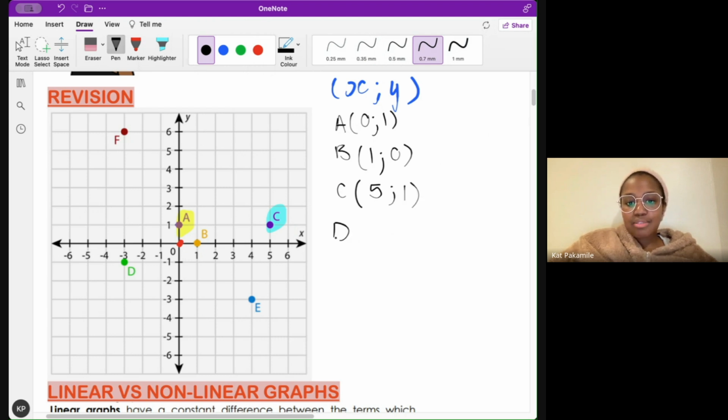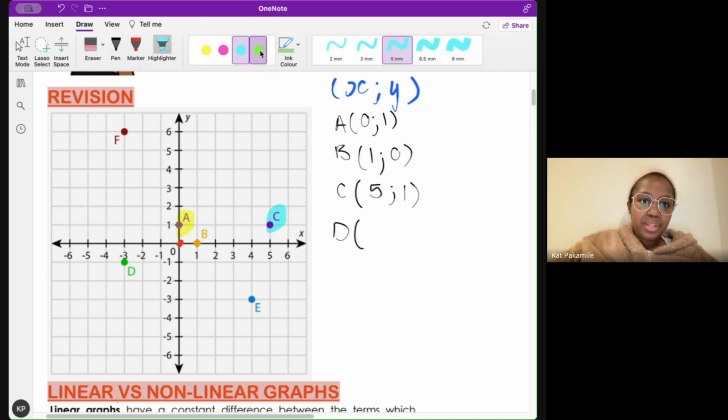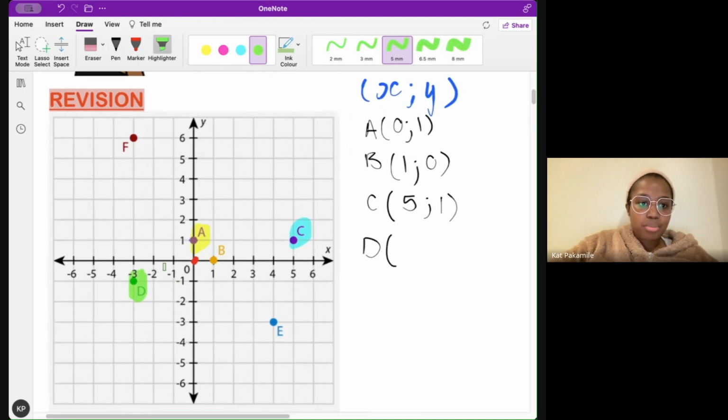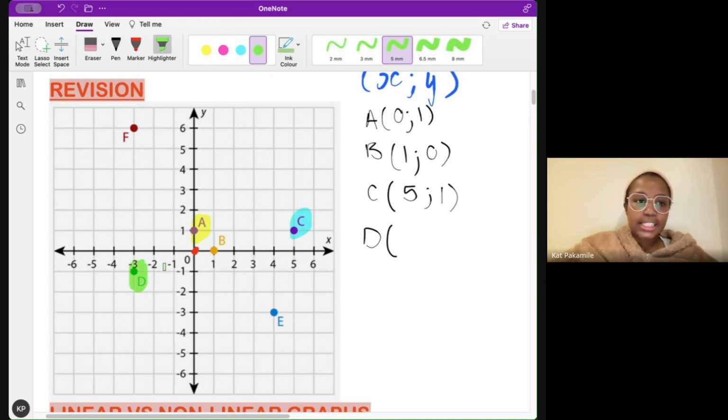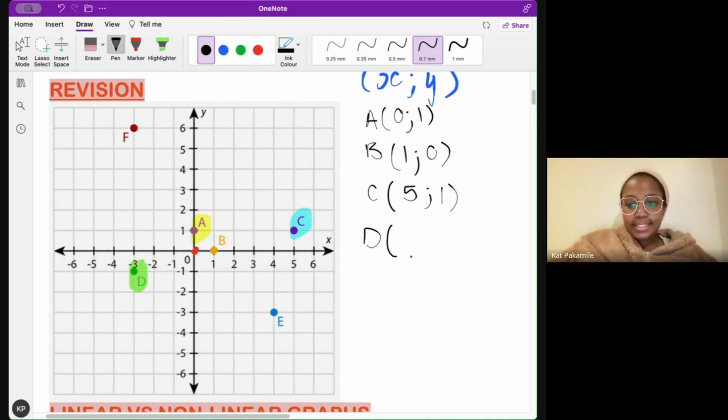Great. Let's see for D. Point D is over there. Nice, Senyani, Alice. We've moved to the left 1, 2, 3 times, so that is a -3, and down 1, so that's -1. Perfect. Let's go to E.